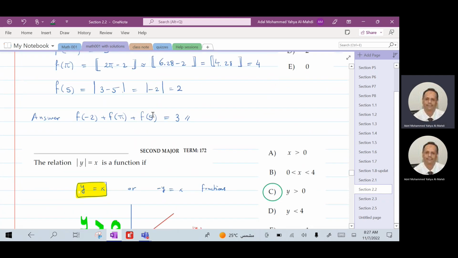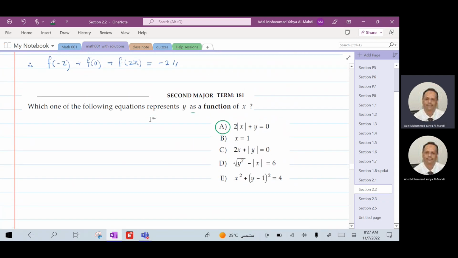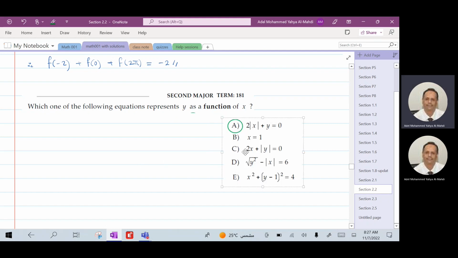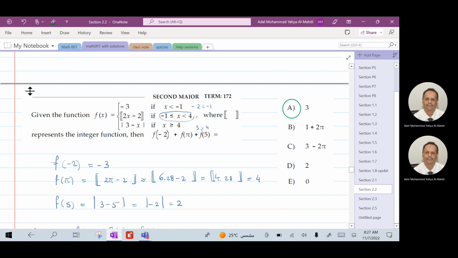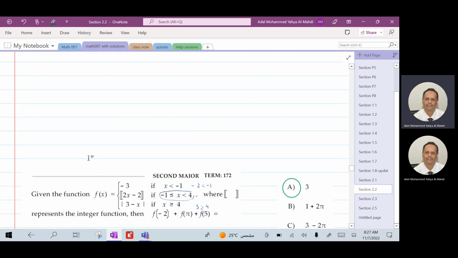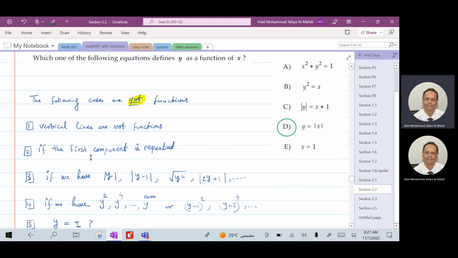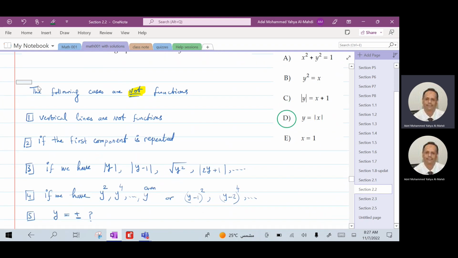Okay, I think this is the last. Yeah, still here. Here, which one is it? So let me take a copy of these properties, or these remarks.